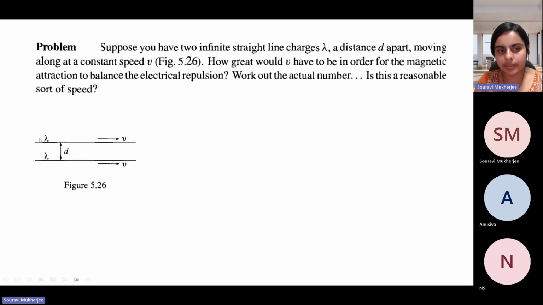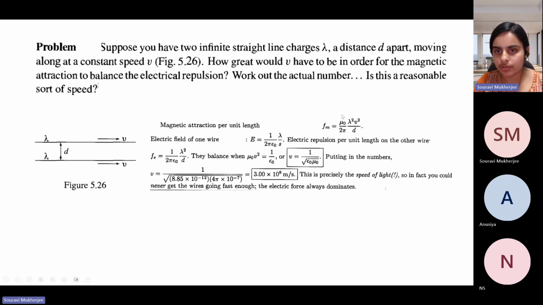Now that we know we have two current carrying wires, we know the force that one wire would experience because of the other, and that is given as mu 0 by 2 pi I1 I2 by d. There was a product of I1 I2, and if you replace it by lambda into v, this is what you get: lambda squared v squared by d. Now, we also know the electric field of a line of charges, and this is what we get. This is what we already know from electrostatics.